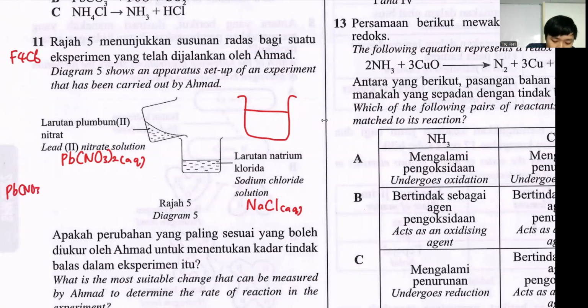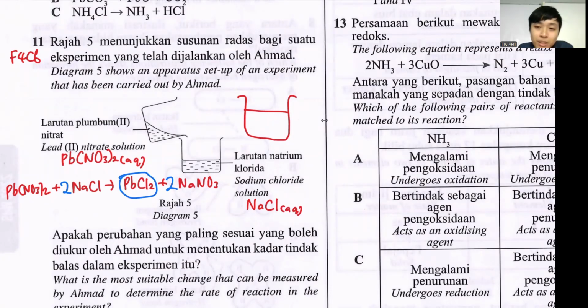Okay, if lead-2 nitrate reacts with sodium chloride, Pb2+ attracts Cl- to form PbCl2, Na+ attracts NO3- to form NaNO3. And just to balance, times 2 NaCl, times 2 NaNO3. So what happened is the PbCl2, is this salt soluble or insoluble? You must already think. Okay, so it's insoluble. You will get white precipitate at the bottom.